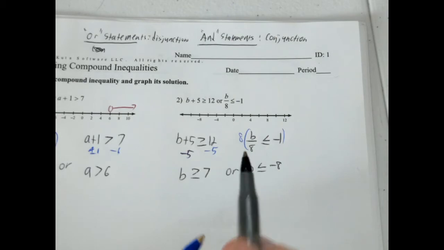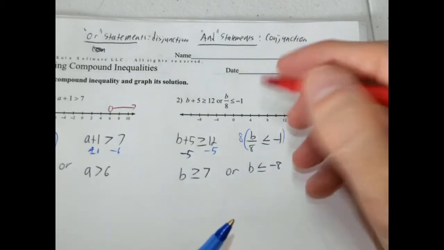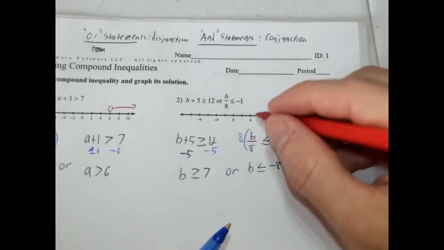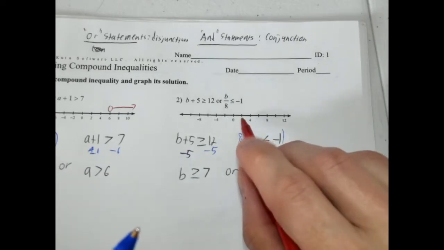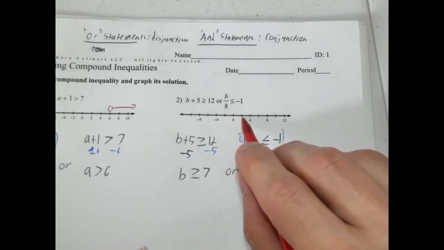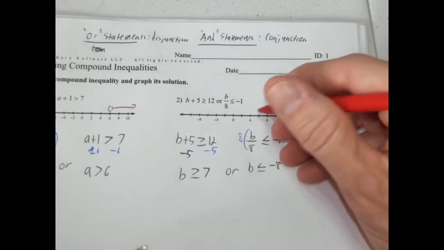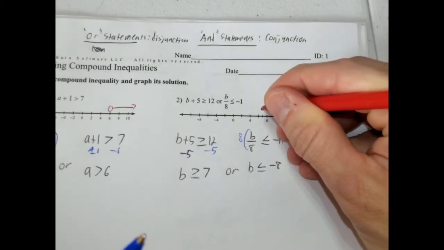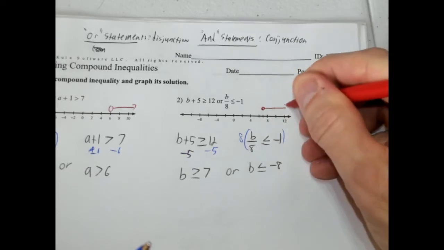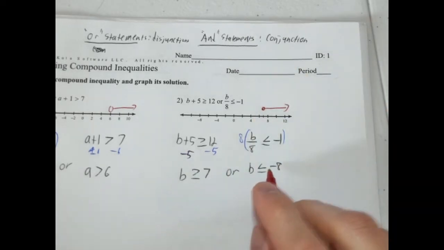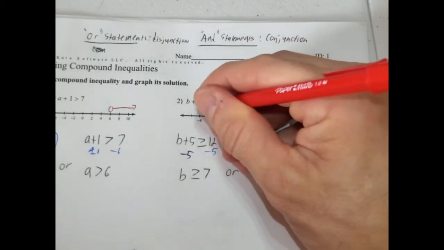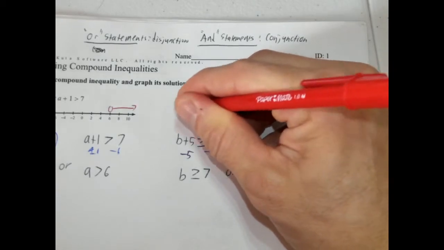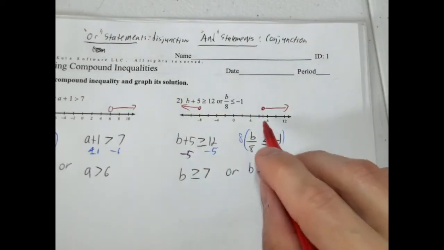So this is a disjunction. So b is greater than or equal to 7. So 7 would be, let's see, oh, this is a little interesting. So let's see, 4, 2, so this is 6, so 7 would be right here. That's kind of confusing, the way they did that. Filled in circle, it's greater than, so we're going to the right. And then b is less than or equal to negative 8. So this is also inclusive, going that way. So I guess you'd have to be careful whether you graph that. It's not the best way to do it, I guess.